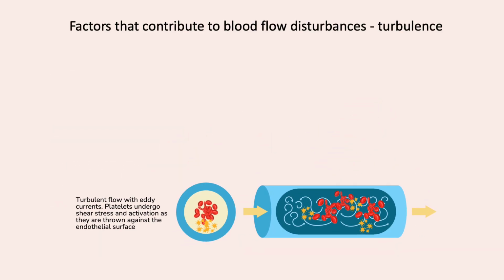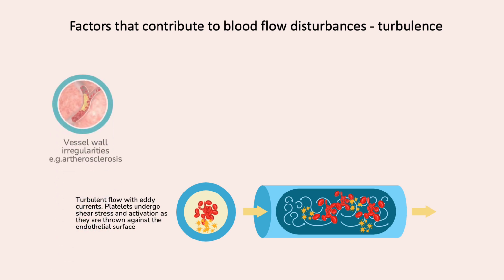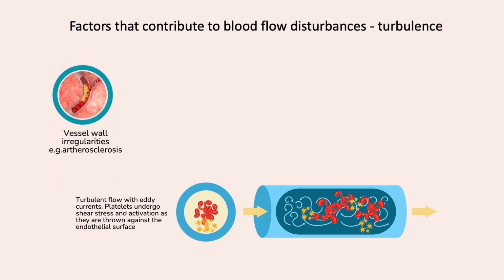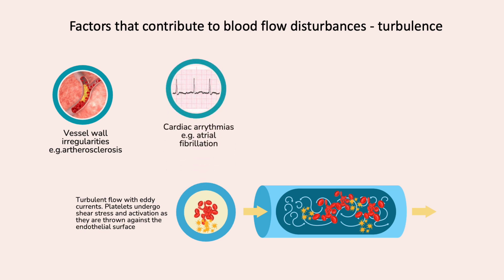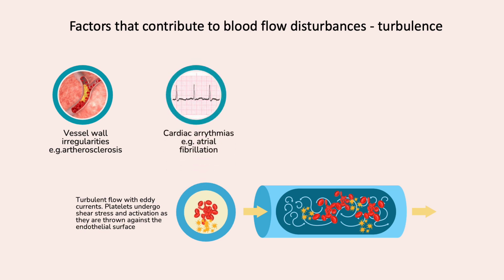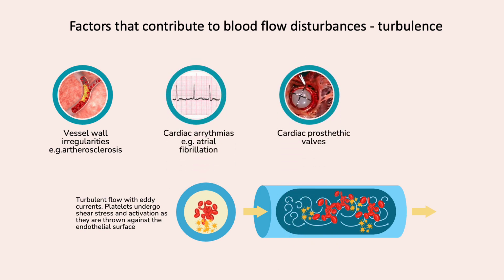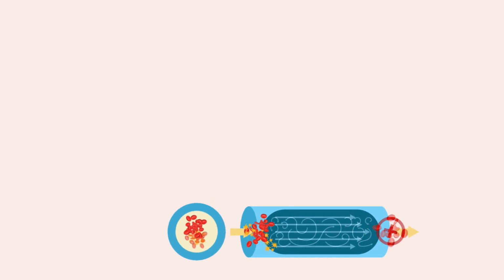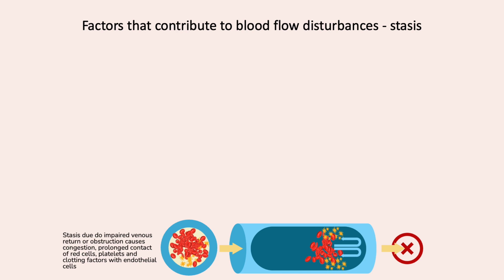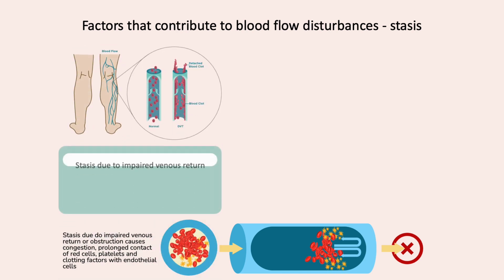Factors that can contribute to turbulent blood flow include vessel wall irregularities such as atherosclerosis, cardiac arrhythmias such as atrial fibrillation, non-natural surfaces such as cardiac prosthetic valves, and anatomical abnormalities of blood vessels such as aneurysms. Stasis, meanwhile, is commonly caused by impaired venous outflow, especially from the deep veins of the leg.